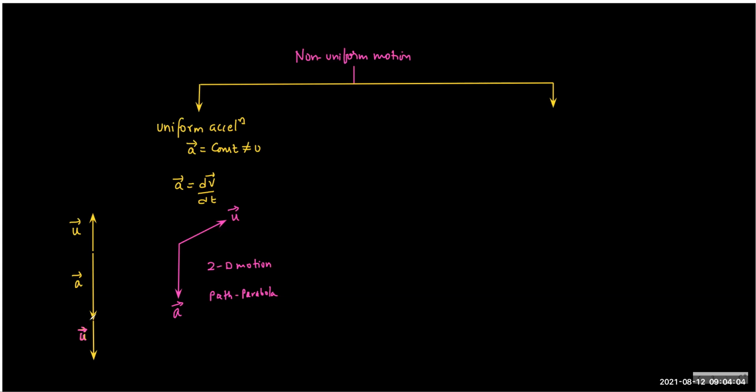And now come the two names. If u and a are opposite, we say deceleration. To understand whether a motion should be called accelerated or decelerated, what we check is the u and a direction in the beginning. If it turns out to be the same, we say accelerated. I'm not using the word acceleration, I'm saying the word accelerated. So in fact, I should write here decelerated. Just a minute.